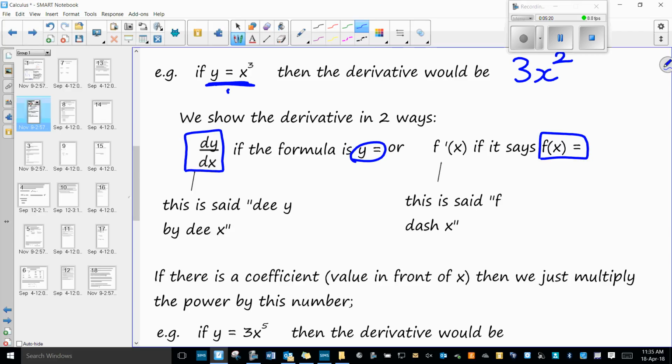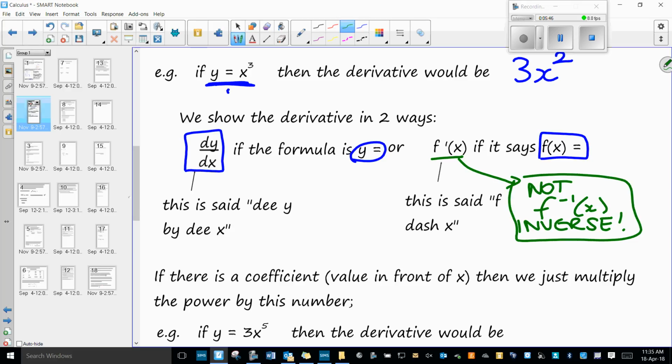One thing I do want to make clear is that this f dash x is not f minus 1 of x. Sometimes people get confused with that. What did the f minus 1 of x tell us? Inverse. The inverse. Good, that's the inverse. So don't get confused. F dash means you're differentiating, or it's the derivative. F minus 1 is the inverse function.